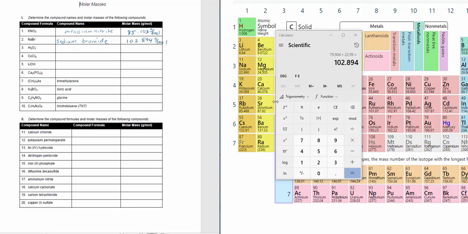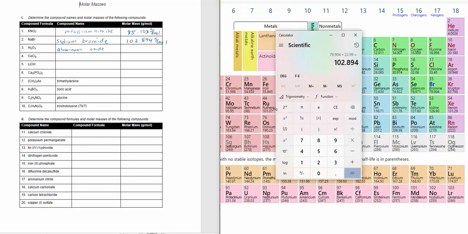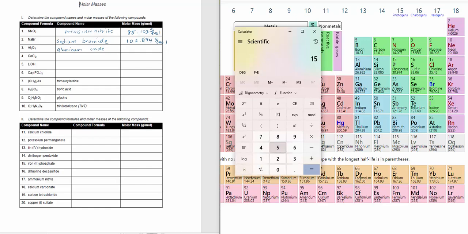Number 3, this is aluminum oxide. Now, even though we have our subscripts here, because it's an ionic compound, we do not use the numeric prefixes. So this is aluminum oxide. We're going to need 3 oxygens and 2 aluminums. So I come over here, oxygen's 15.999. I need 3 of those. And aluminum is in row 3, column 13. It has a mass of 26.982, and I have 2 of those. So I have a molar mass of 101.961. And again, those units are grams per mole.